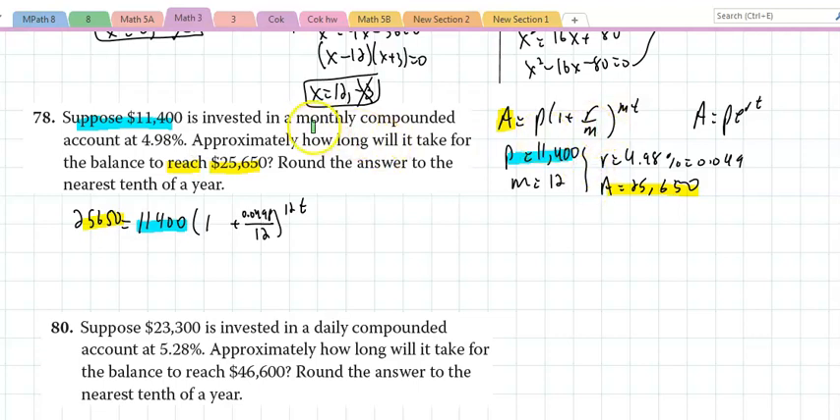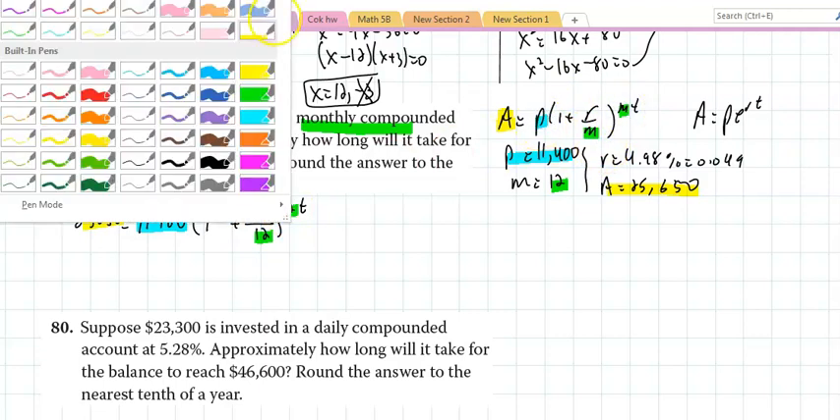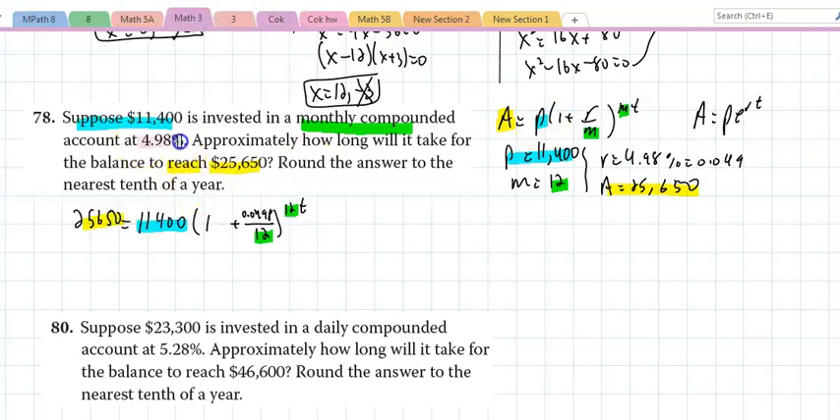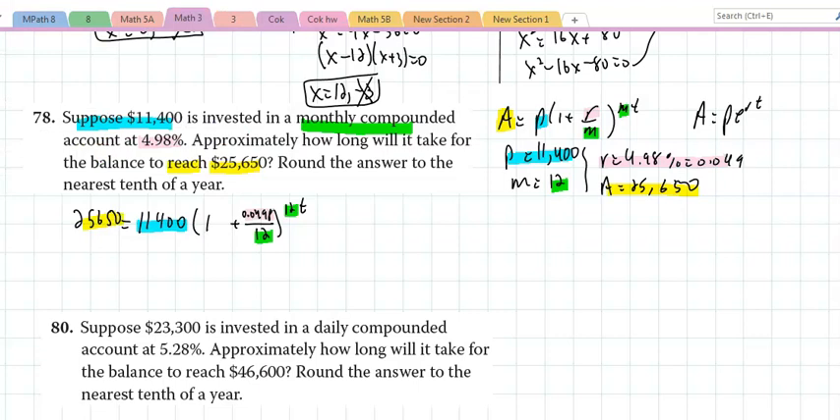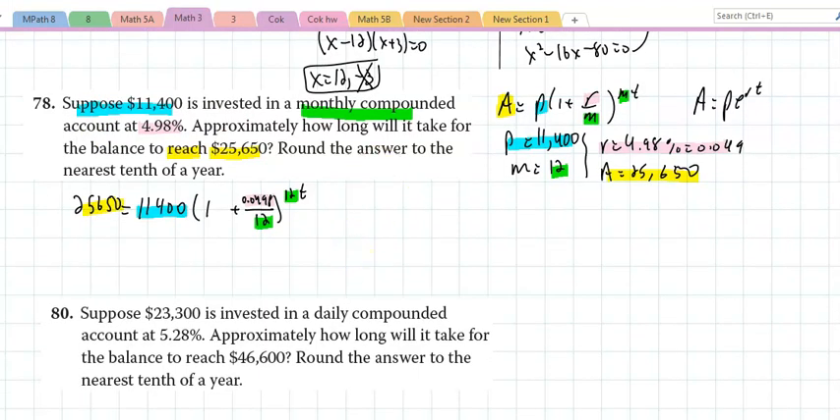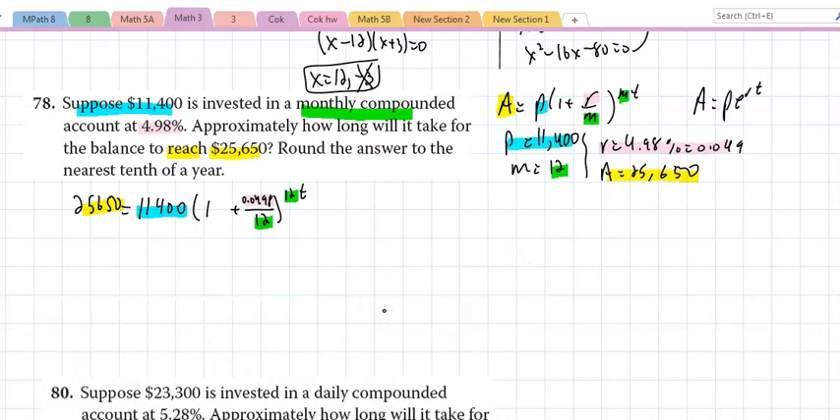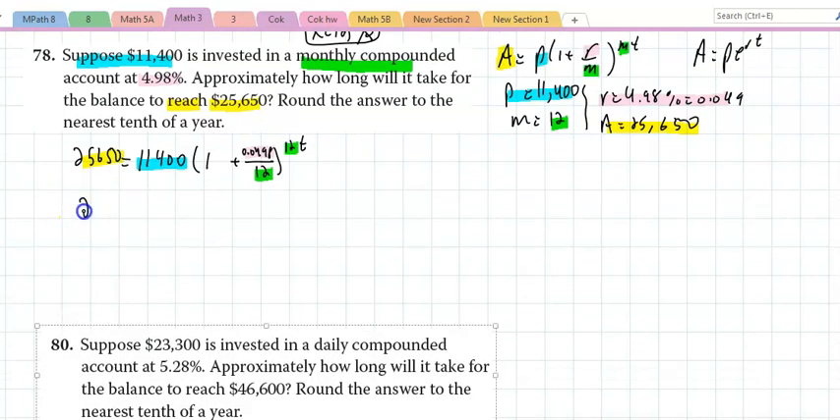And monthly compound, that tells me that M is 12, that's this, and this, right? I'm putting everything in colors, hopefully so you can see it. And the interest rate is right there, it's right there, and it's right there. The only thing left is T. Well, what kind of an equation is that? That's an exponential equation. How do you solve that? You isolate the exponential by itself, but it's already isolated by itself.